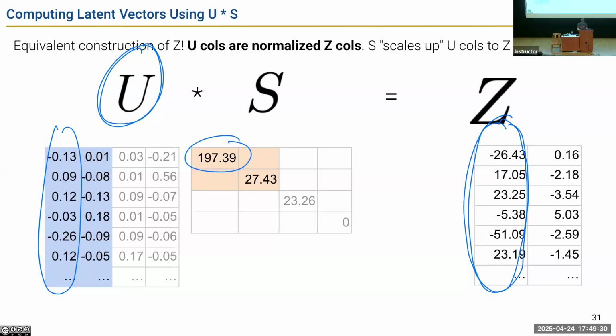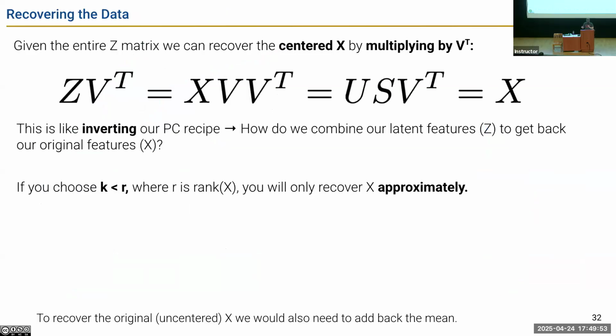Important thing to take out of this: there are two ways to get your latent features. You can either take X and multiply it by V, thinking about PCs as a recipe, or you can think about it this way, where you have your normalized latent features, and you're scaling them up by the singular values. I know that was a lot of theoretical stuff on slides, so I think we're just about at the demo. I think it's the next slide.